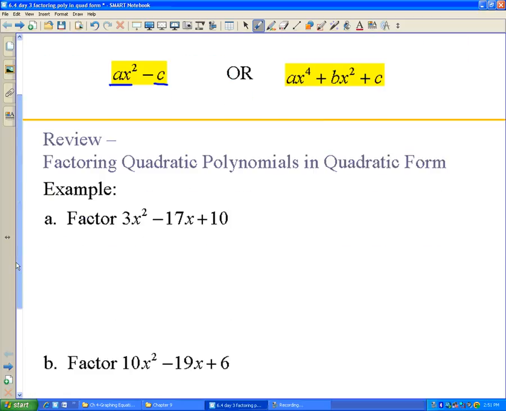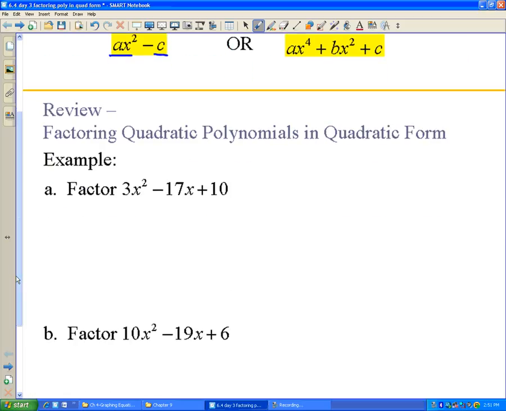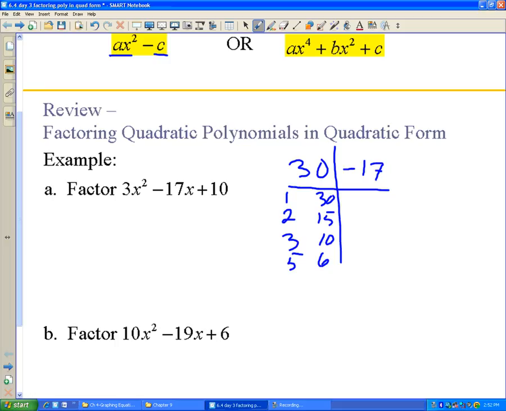First of all, review. Remember, these notes are on PDF, so you can print them out and follow along if you like. Factoring quadratic polynomials in quadratic form. Example A, factoring 3x squared minus 17x plus 10. I want to use the California method, so what multiplies to be 30 and adds to be negative 17? My factors for 30 are 1 and 30, 2 and 15, 3 and 10. Then 4 doesn't work, so it's 5 and 6. The one that multiplies to 30 and adds to be negative 17 is negative 2 and negative 15.